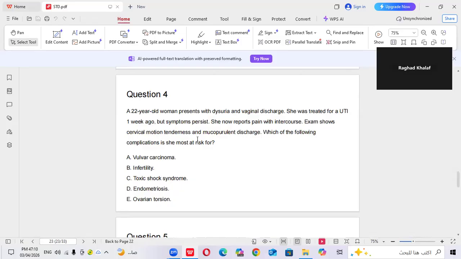So what is the complication for this? The complication is infertility. It's PID, pelvic inflammatory disease, infertility, or ectopic pregnancy. So if he mentioned pelvic inflammatory disease, infertility, or ectopic pregnancy, you are going to choose that.